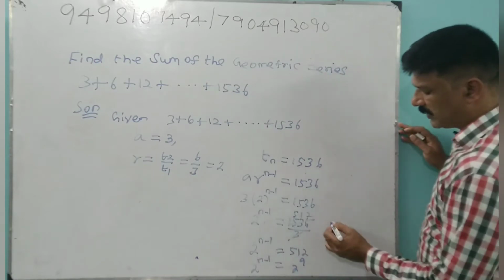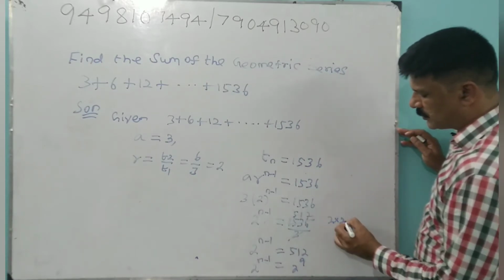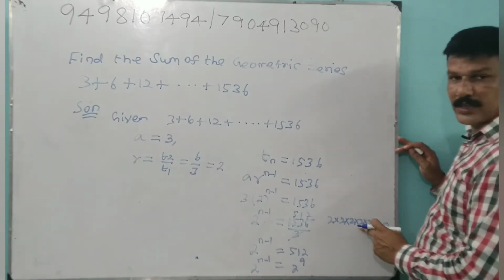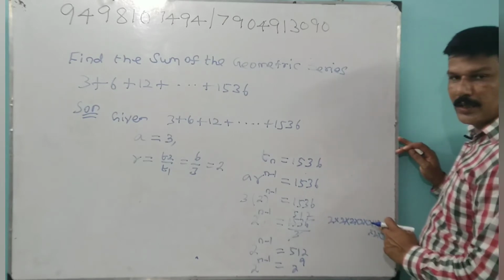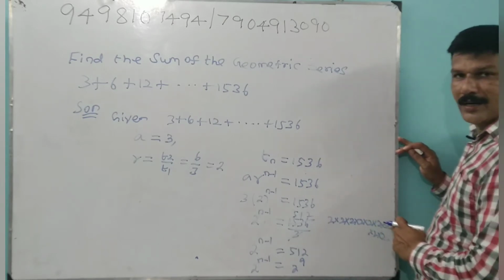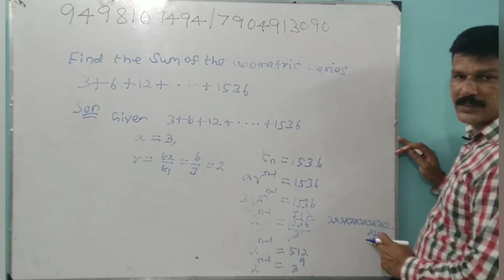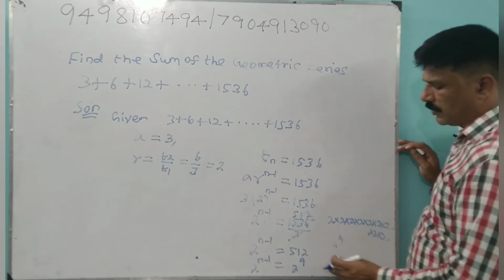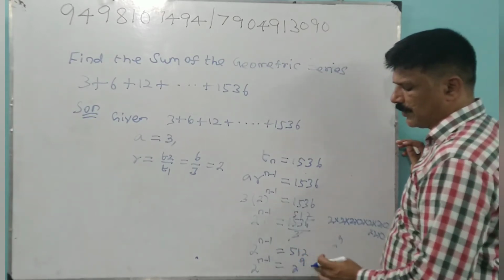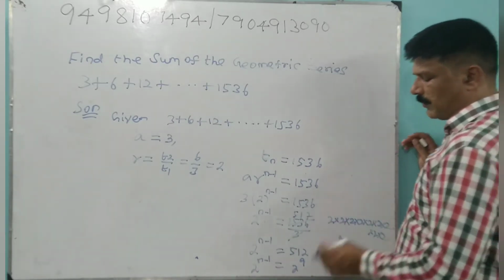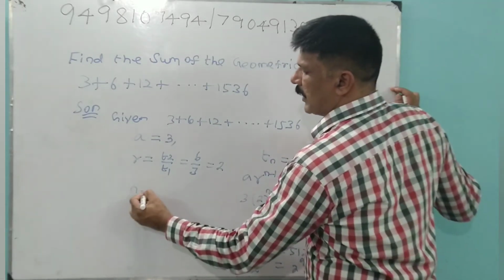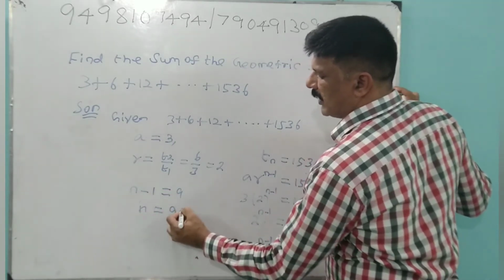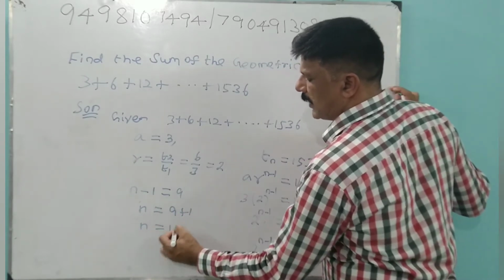That is the product of 9 times 2. Here 2 2s are 4, 4 2s are 8, 8 2s are 16, 16 2s are 32, 32 2s are 64, 64 2s are 128, 128 2s are 256, 256 2s are 512. This is 2 power 9. So we can write 512 as 2 power 9. Here the bases are same, so the powers are same. So n minus 1 equal to 9. So n equal to 9 plus 1, 10.